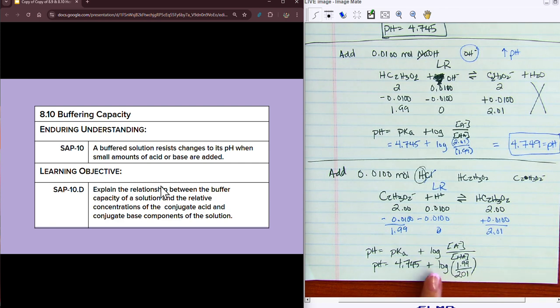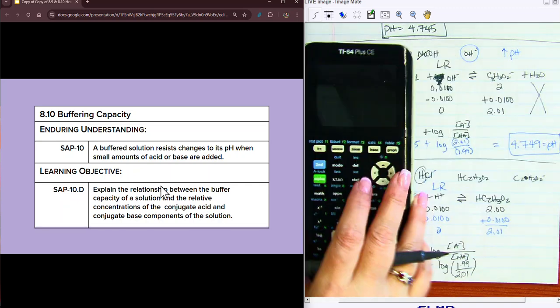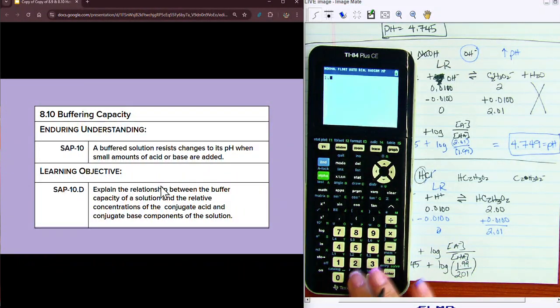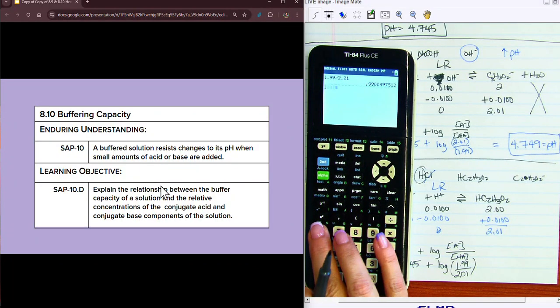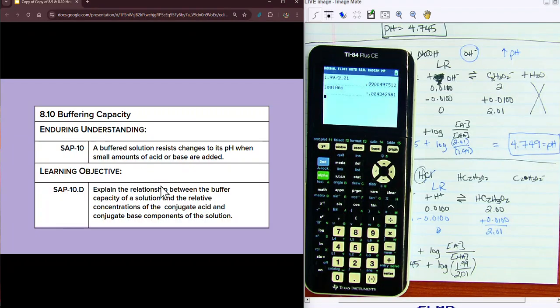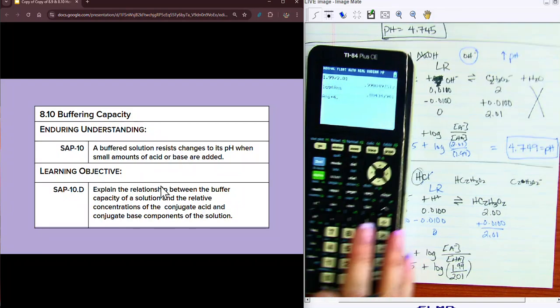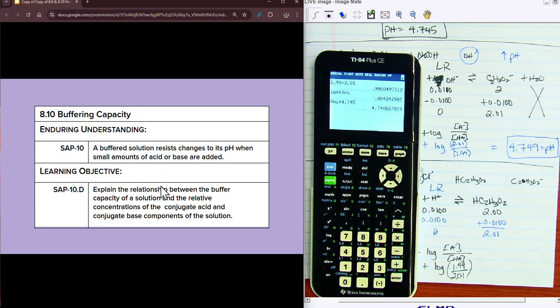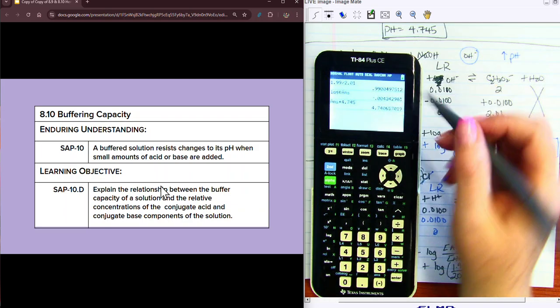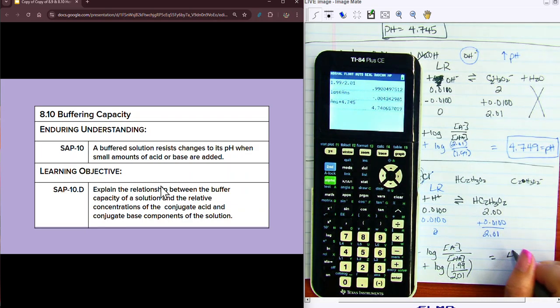If it's a little less than 1, then that's going to make this a negative number when I take the log of it, so it should subtract from that number. Let's see, 1.99. All right, it's negative 0.0043, whatever. And we're going to sum that with 4.745. And again, we're going to work with 3 sig figs. So 3.741 is my pH.